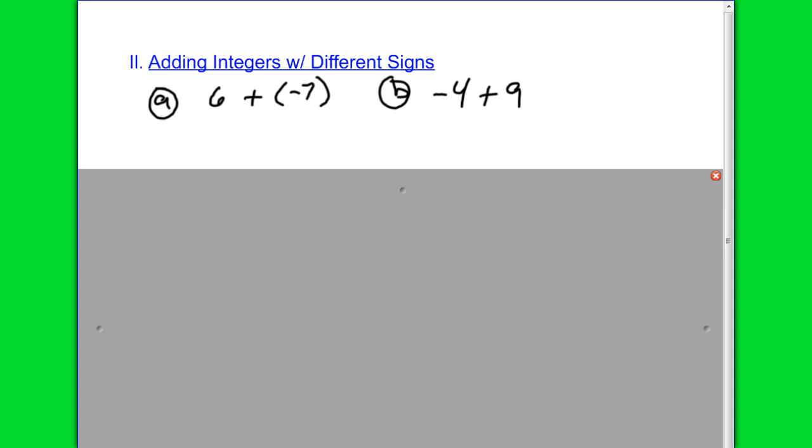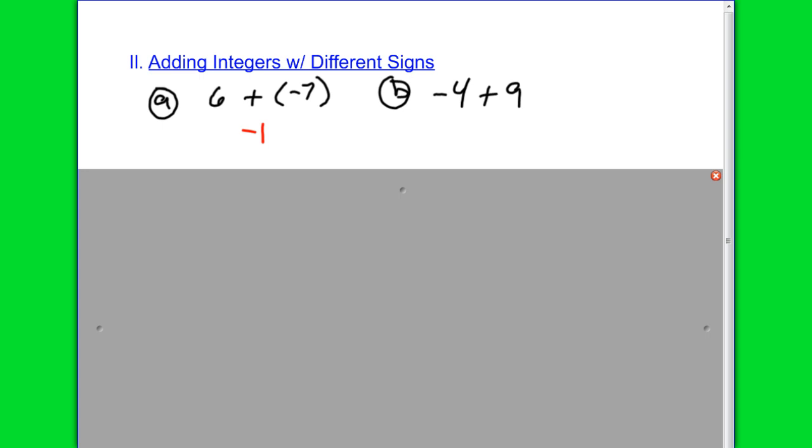But what do you do, Kyle? You start at the 6 and then go 7 that way. Okay, good. He says you could start at the 6, if you're imagining again the number line, and travel 7 to the left. So 1, 2, 3, 4, 5, 6, 7, and there you are at negative 1.